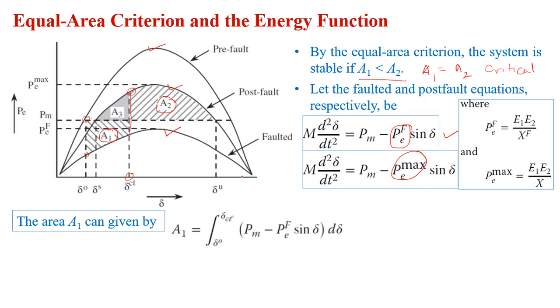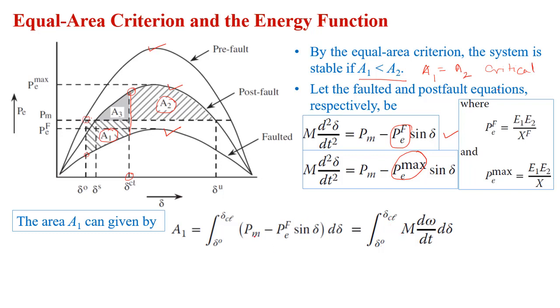If we integrate this area, integrate from delta naught to delta CL, the area between PM and PEF, we can find A1. So I can write the integration from delta naught to delta CL with respect to d delta of Pm minus Pf sine delta.